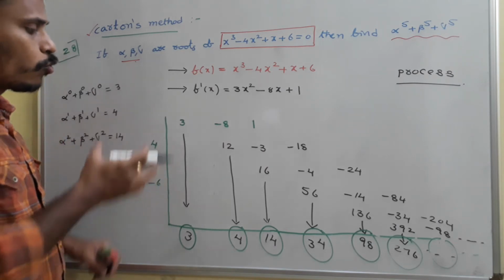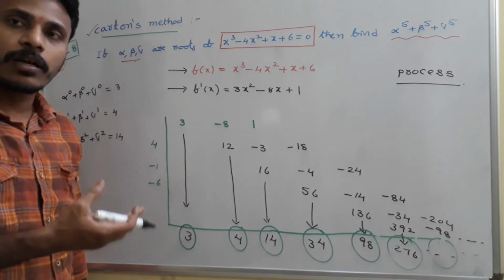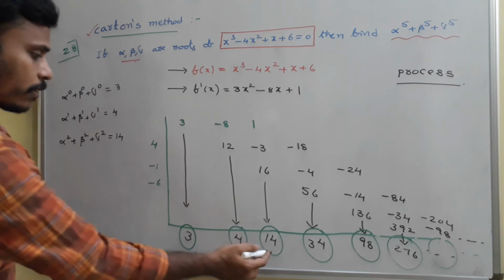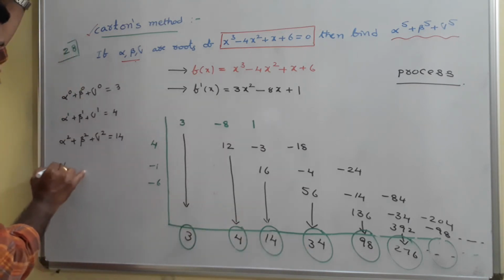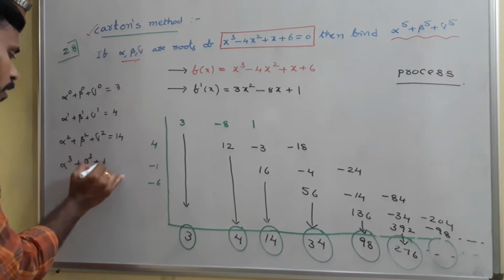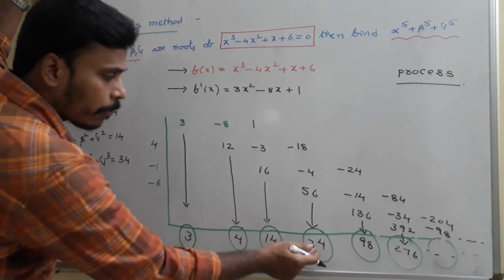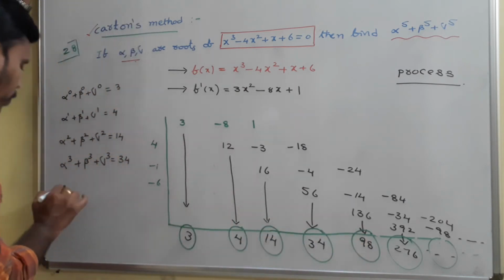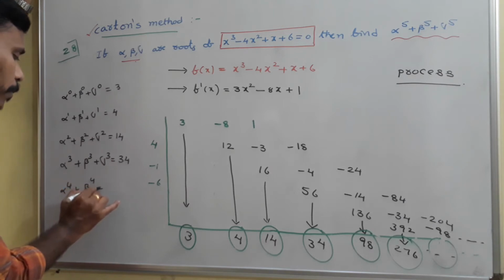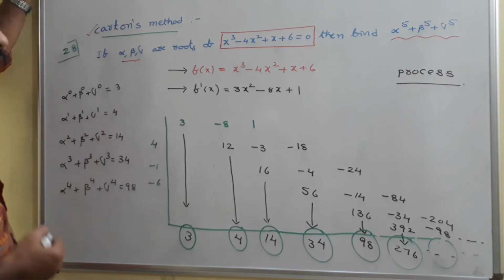If you want to develop confidence in this Cartan's method, initially you need to check the algebraic method against this Cartan's method. Okay. This is the sum of the squares, and then that is the sum of the cubes. Alpha cube plus beta cube plus gamma cube is simply 34. This is the sum of cubes. And that 98 is simply nothing but the sum of fourth powers. Alpha power 4 plus beta power 4 plus gamma power 4 is equal to 98.